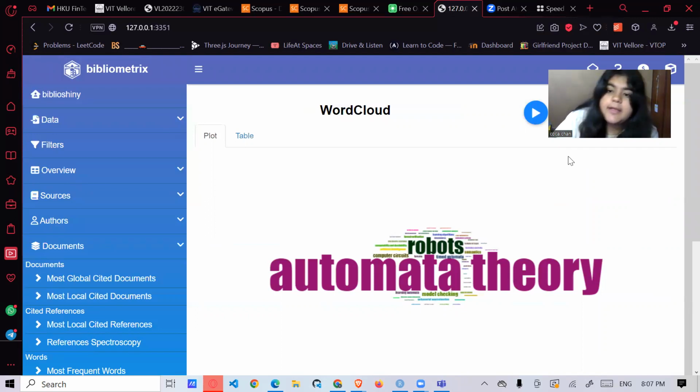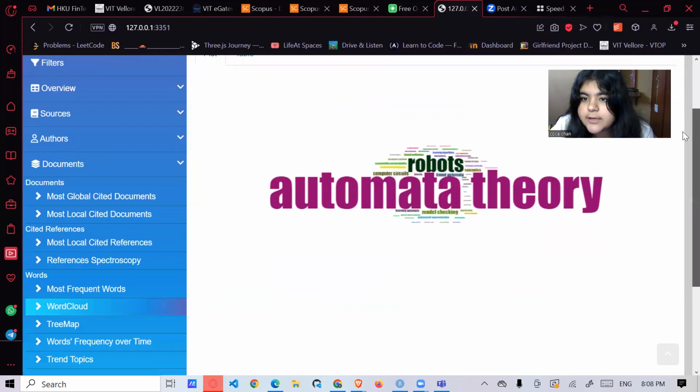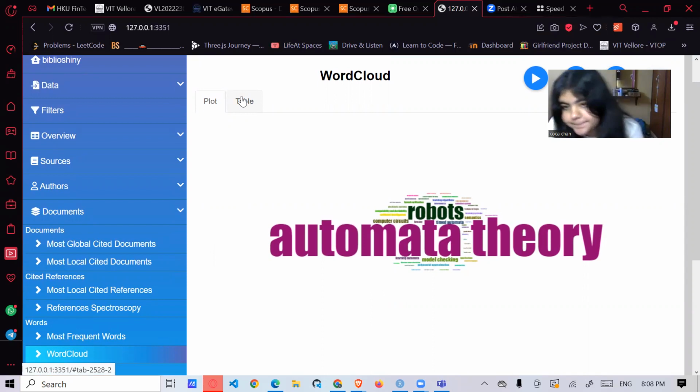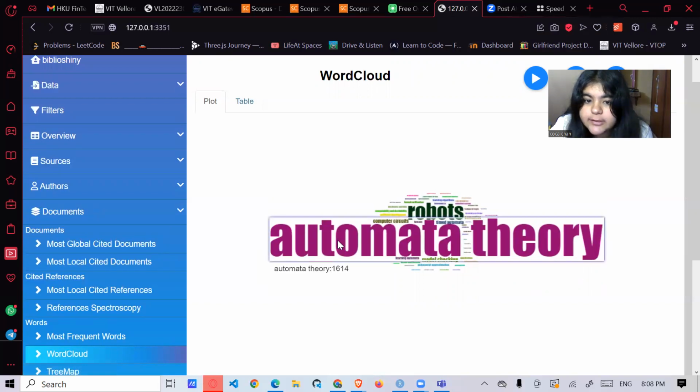Now, a word cloud is a visual representation. I'm sure you have seen them when searching for science project material. It is a visual representation of all important topics and how many times they have been used. Their importance defines the font size of the word. Automata theory has been used 1614 times, so it is really massive. Robots has been used 692 times, so it is comparatively smaller. However, state of the art has been used 35 times, so it is very, very small.